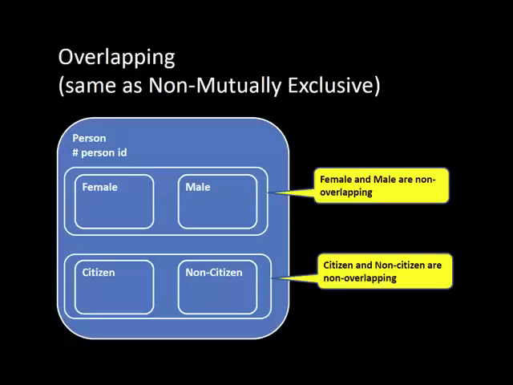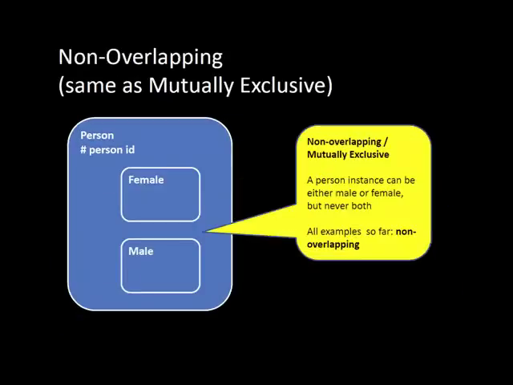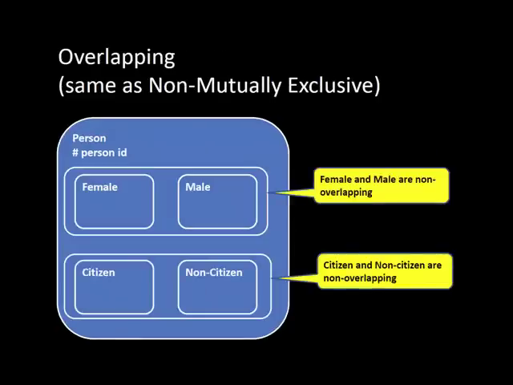Okay? Now the notation that we have used so far indicates non-overlapping subtypes. This is the default notation, non-overlapping. When you want to have overlapping, then you use this notation. So the crux of this notation is you've got unnamed rectangles. You've got this unnamed rectangle surrounding male and female, and you've got an unnamed rectangle surrounding citizen and non-citizen.